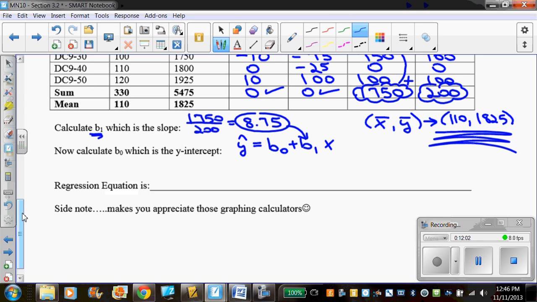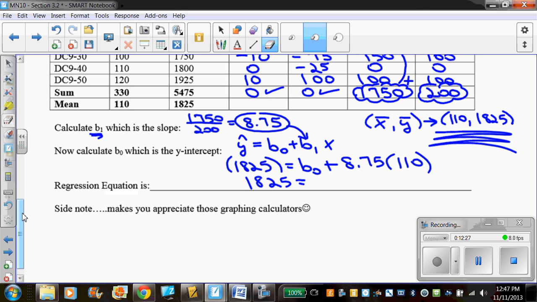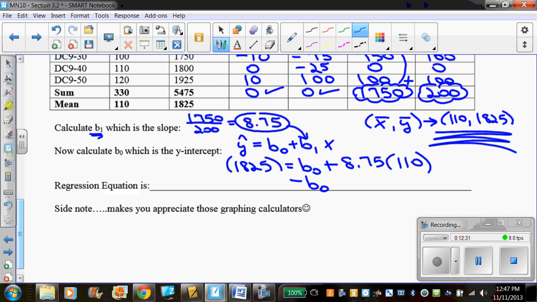So we can put in for y 1825. We're solving for b naught, which is our y-intercept, plus 8.75, which is our slope, times our x point that we know is on the line. Okay, you multiply this together, 1825 equals, you know what? You guys calculate it out. I know you can do this, but just for time's sake, I'm going to let you know that b naught, or the y-intercept, is a magical number of 862.5.